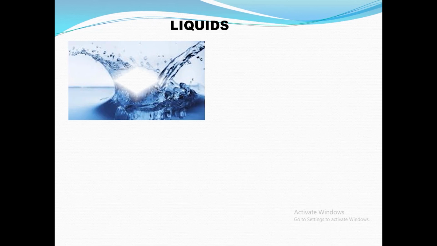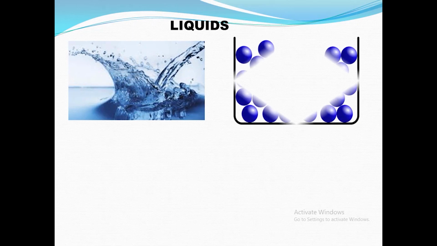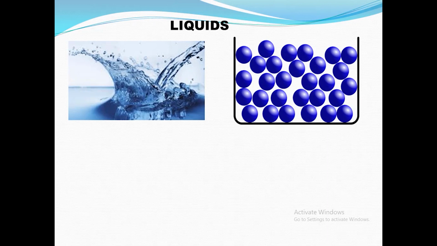Next, liquids. Water is an example of liquids. In this picture, we can see the arrangement of molecules in liquids. There is space in between the molecules.